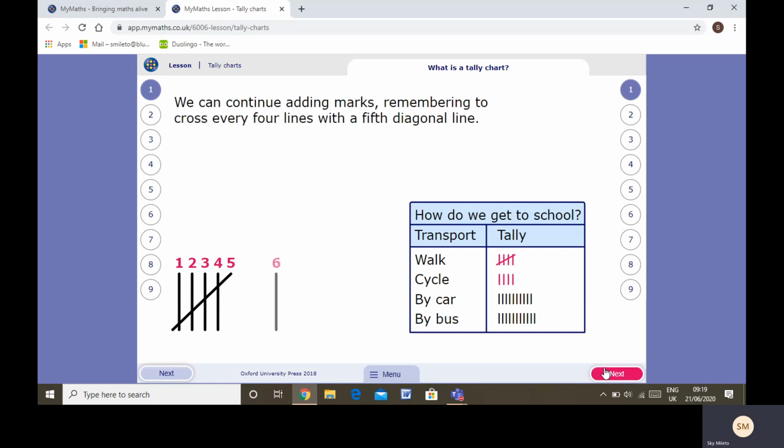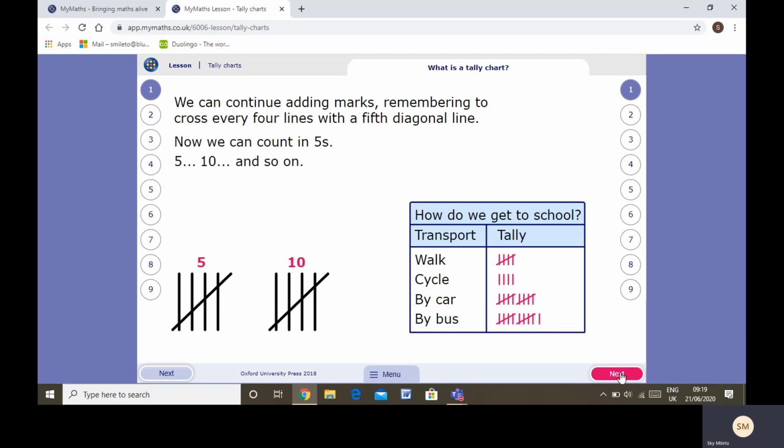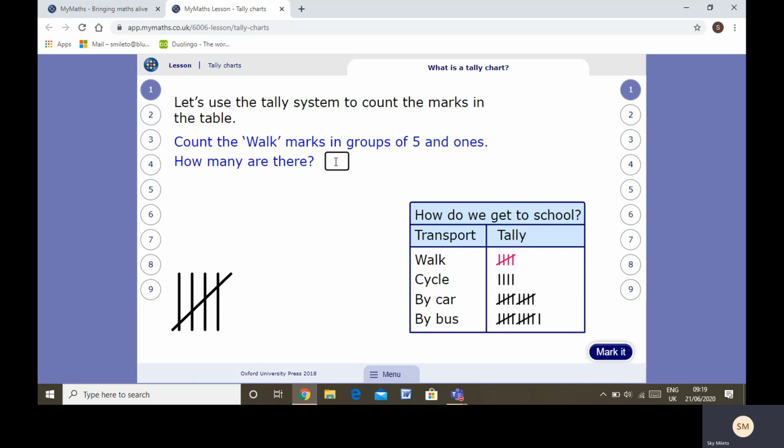So, as we can see now, it's a little bit easier. Cycle, we can only have 4, so we don't have a gate. But we can just know that's 5. We go 5, 10, plus 1 is 11. So walks, we can know that's 5 because there's a gate.